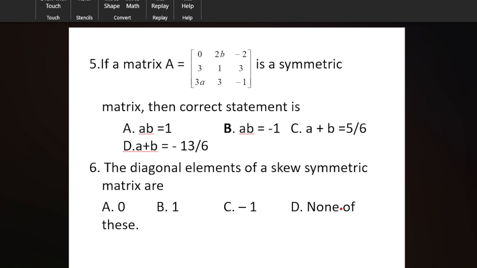Question of 5 and 6. A is a symmetric matrix. So we'll find out the correct statement from here. The diagonal elements of skew symmetric matrix are, this we know.